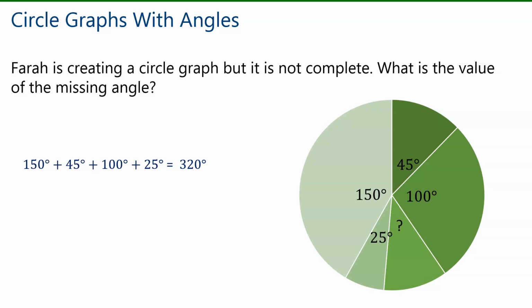Now, since we just learned that all the angles in a circle graph add to 360, if we subtract 320 from 360, we'll have our missing angle. So let's do that. 360 minus 320 is 40 degrees. So that's the measure of our missing angle.